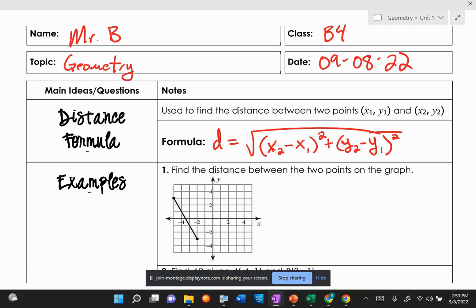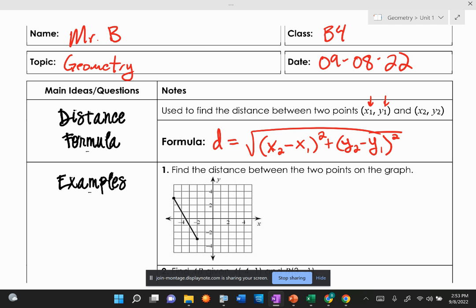Okay, so the distance formula reads as such. D stands for distance. Distance equals the square root of x2 minus x1 squared plus y2 minus y1 squared. So you are going to be given points on a coordinate plane. Those points consist of one x value and one y value. The x value comes first, y value comes second.